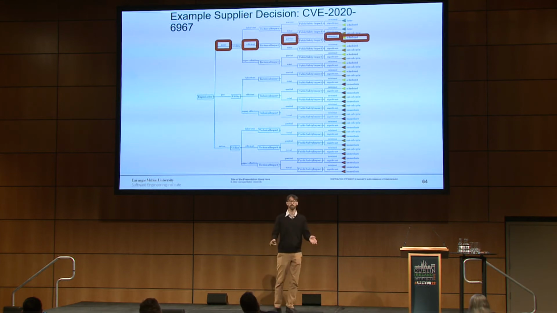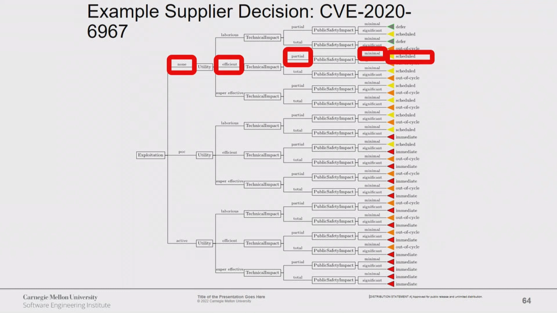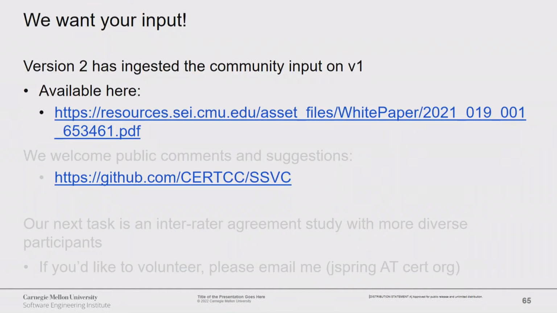Just so you can see how this flows through the supplier tree, I've highlighted the answers there and then how you get to the end. We can also bring back the combination of none and efficient and partial and minimal equals scheduled. This is just a logical combination of those four answers to get you to the edge of the tree. Cool, that's it.